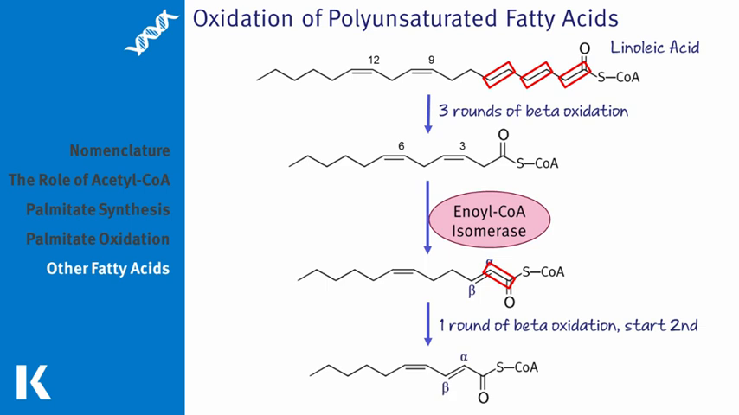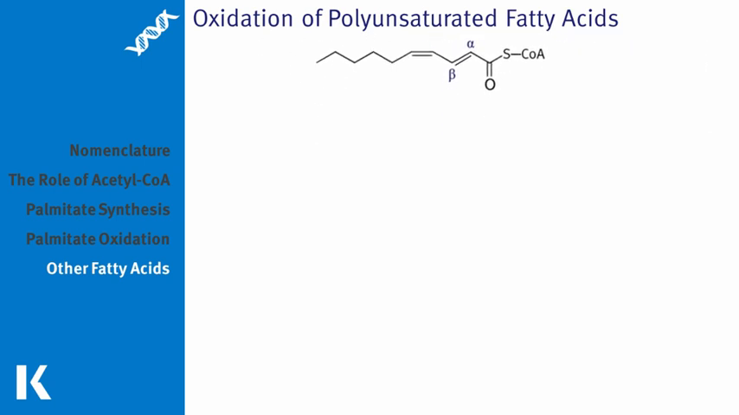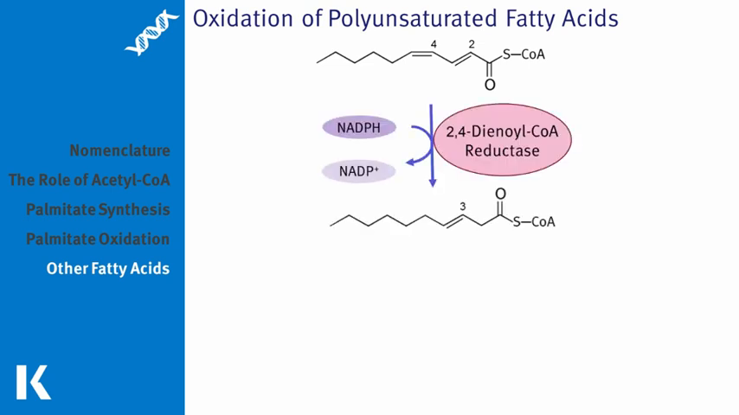That's because of the conjugated molecule that's formed. This molecule no longer fits properly into the enzymes needed for the oxidation, and so another enzyme must be used in order to make it a suitable substrate. Now, the double bonds are found at carbon 2 and carbon 4, and the enzyme needed is 2,4-dienoyl-CoA reductase, and uses NADPH to reduce one of the double bonds, resulting in a carbon 3, carbon 4 double bond.